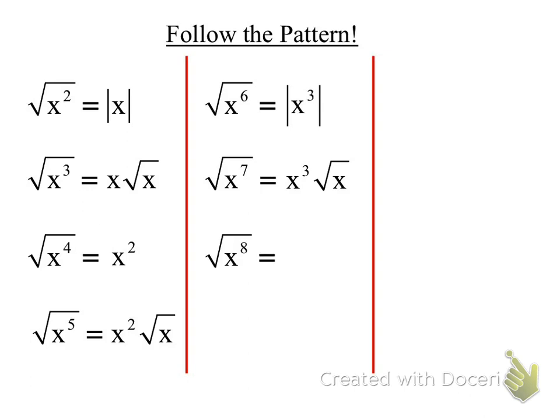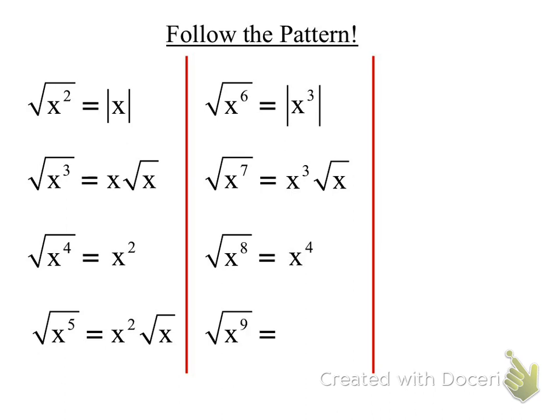Okay, next one, X to the eighth. How about Nicole, what would it be? It would be the absolute value of X to the fourth. Okay, I don't need absolute value because it's an even quantity. Remember, a negative times a negative makes a positive. So every 2, the negatives get canceled. So I don't need the absolute value there. Does that make sense?